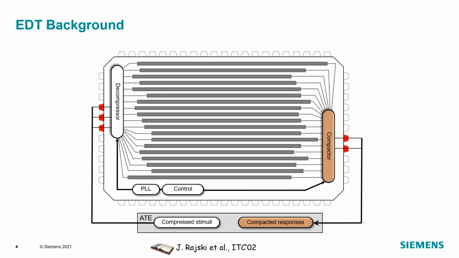This picture shows a pretty generic architecture of compression. It has a decompressor controlled by a small number of inputs and driving a large number of scan chains. On the output, we have a compactor which compacts the responses from the scan chains to a very small number of outputs.